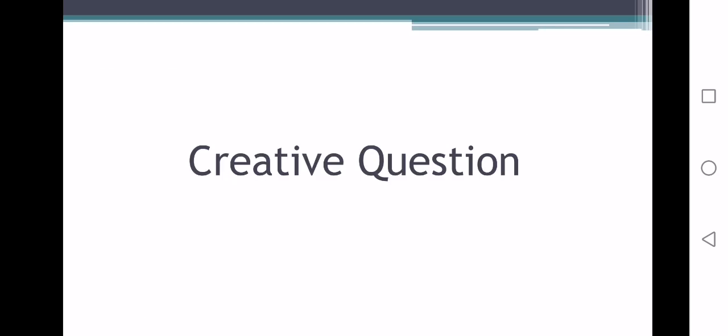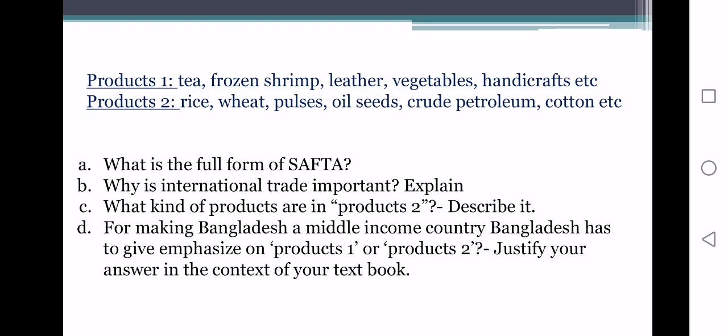Now let's go for solving the creative questions. Here you can see the creative questions. The stem has given product 1: tea, frozen shrimp, leather, vegetables, handicrafts, etc. Product 2: rice, wheat, pulses, oilseeds, crude petroleum, or cotton. You may already understand what the questions can be about. Product 1 and product 2, these products belong to either import products or export products. So let's see what the questions are.